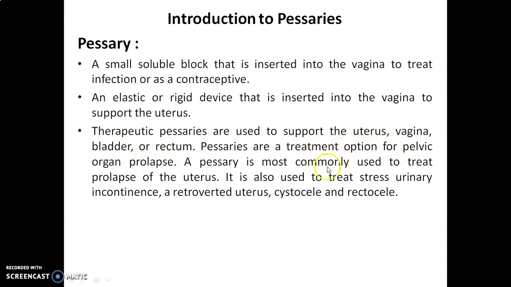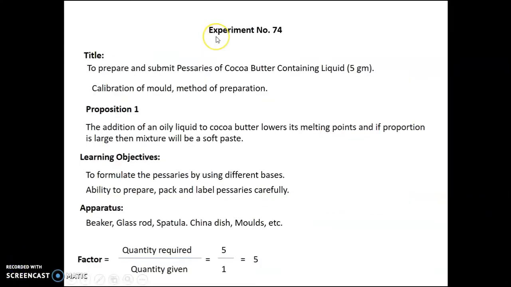Pessaries are a treatment option for pelvic organ prolapse. A pessary is most commonly used to treat prolapse of the uterus. It is also used to treat stress urinary incontinence, retroverted uterus, cystocele and rectocele. In the next session we will discuss the actual experiment.